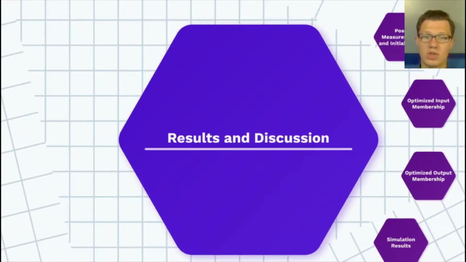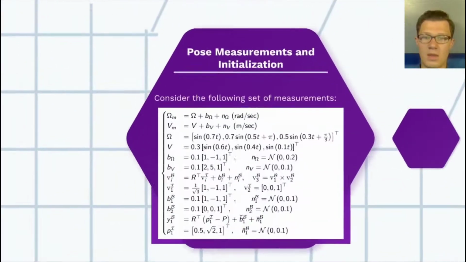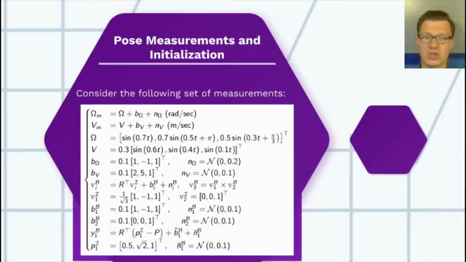First, we start with the measurements and initialization. Consider the following set of measurements. Omega m denotes a measurement of the angular velocity, and Vm denotes a measurement of the translational velocity. B omega and Bv are the bias, and n omega and nv are noise components. Next is the true value of the angular velocity and the true value of the translational velocity. Then the value of the bias and noise components.